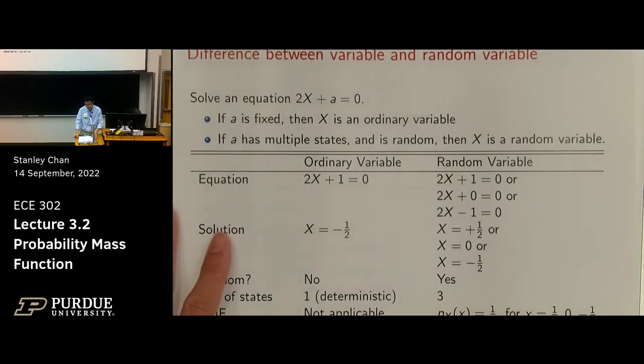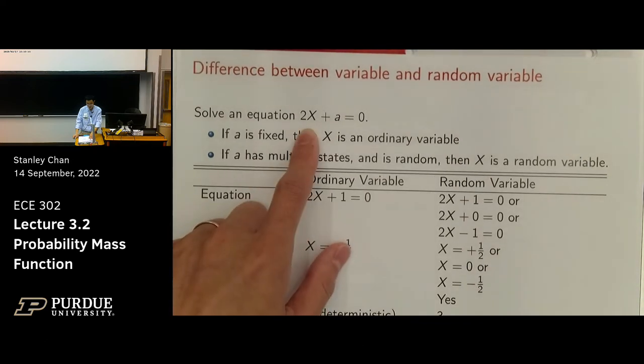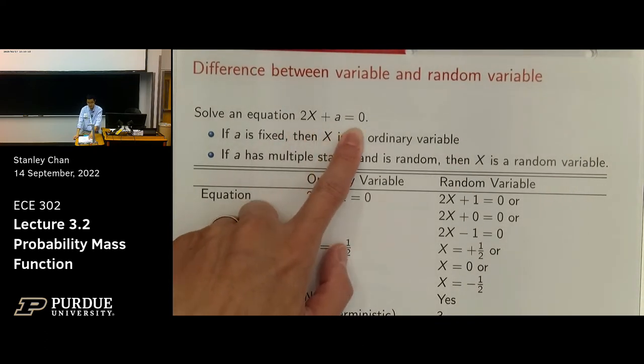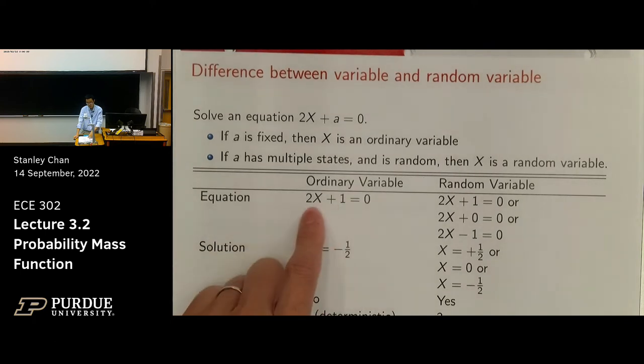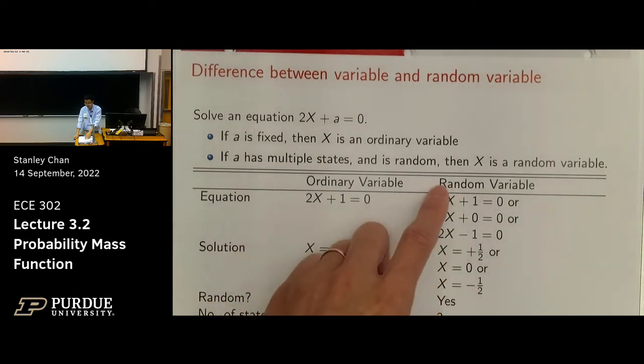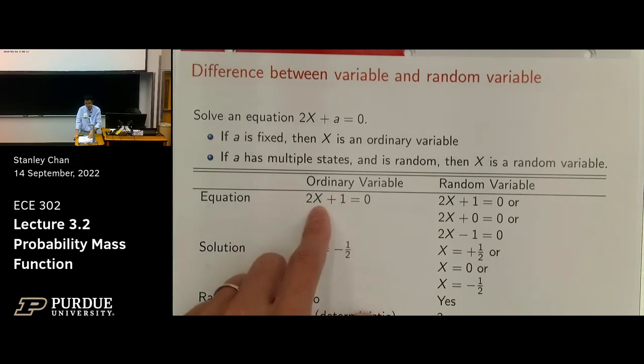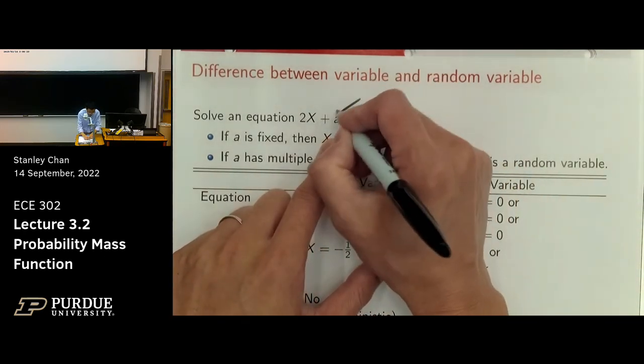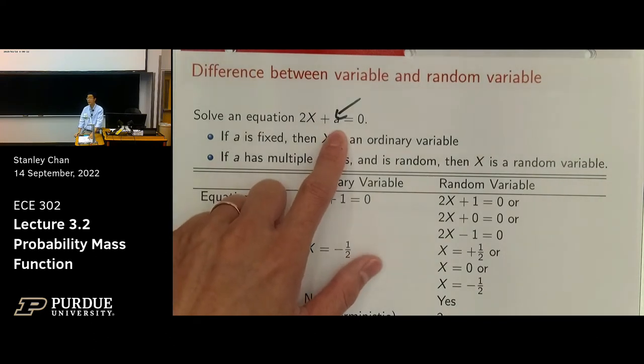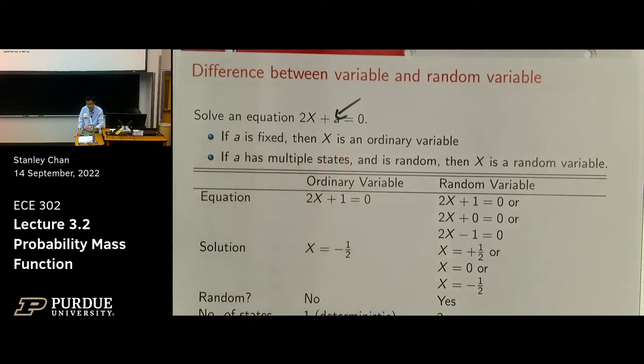So the difference between a variable and a random variable: this is an equation, 2x plus a equals 0. If you look at an ordinary variable, it's just an equation. A random variable... That should still be just one equation. Oh, okay, here I get it. There's an a here. A is fixed, but then you can have multiple states of a.